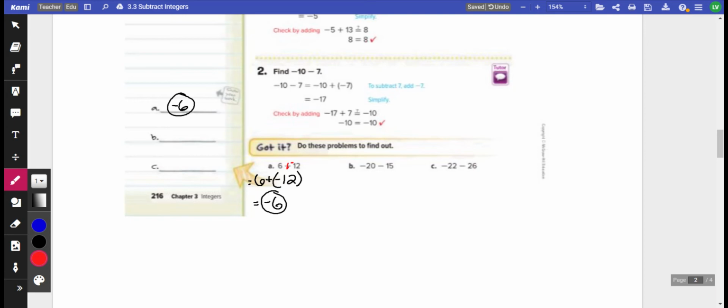So for letter B, -20 minus 15. Well, because it's subtraction, I'm going to add and make it a -15. So that becomes -20 plus -15. Again, you'll notice I didn't change anything about my -20. I kept it exactly the same. I just added and made it into a -15. So -20 plus -15 gives me the answer of -35.